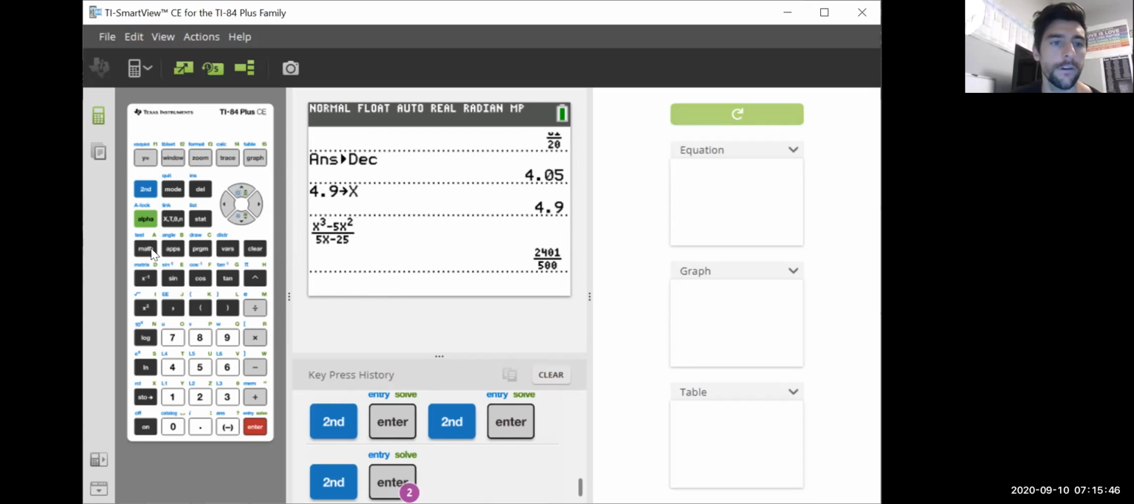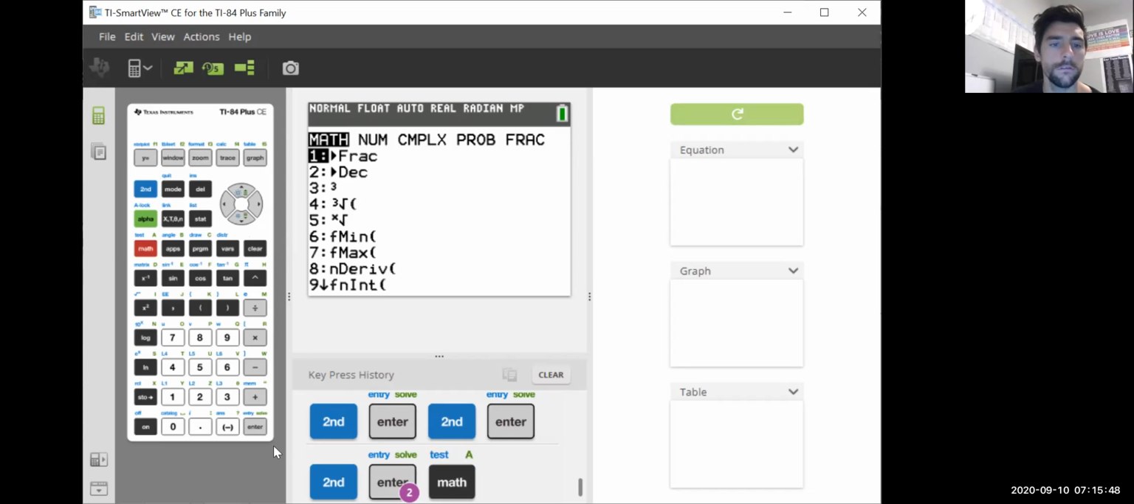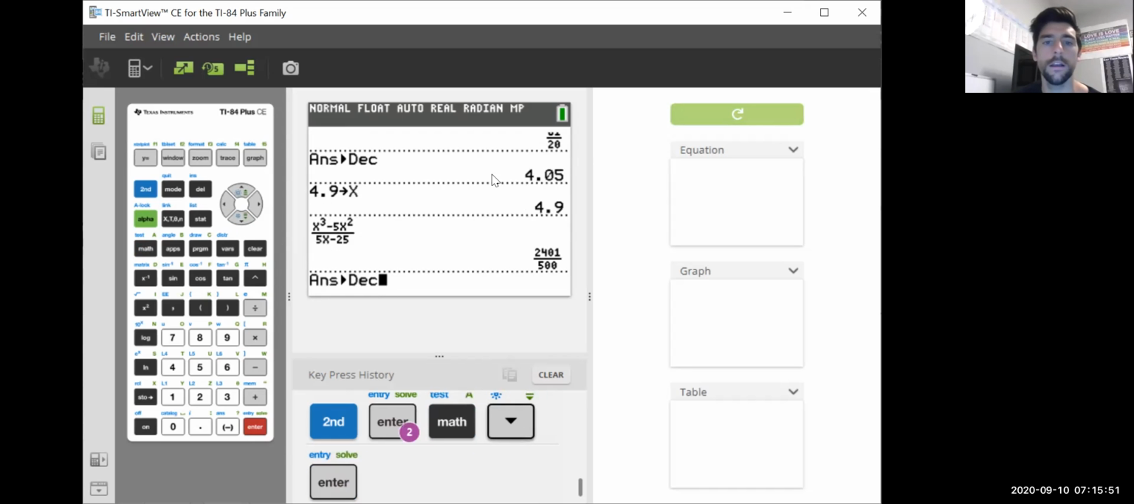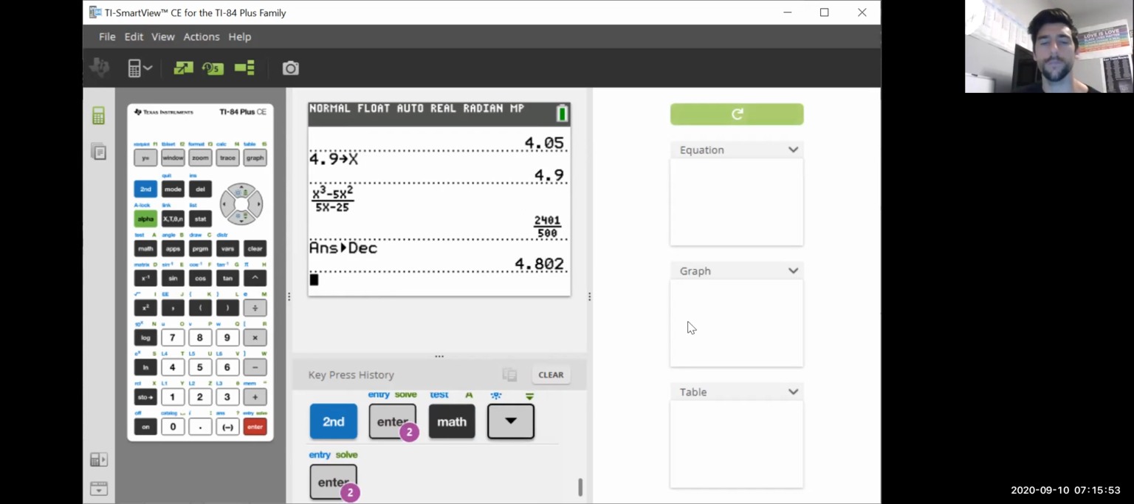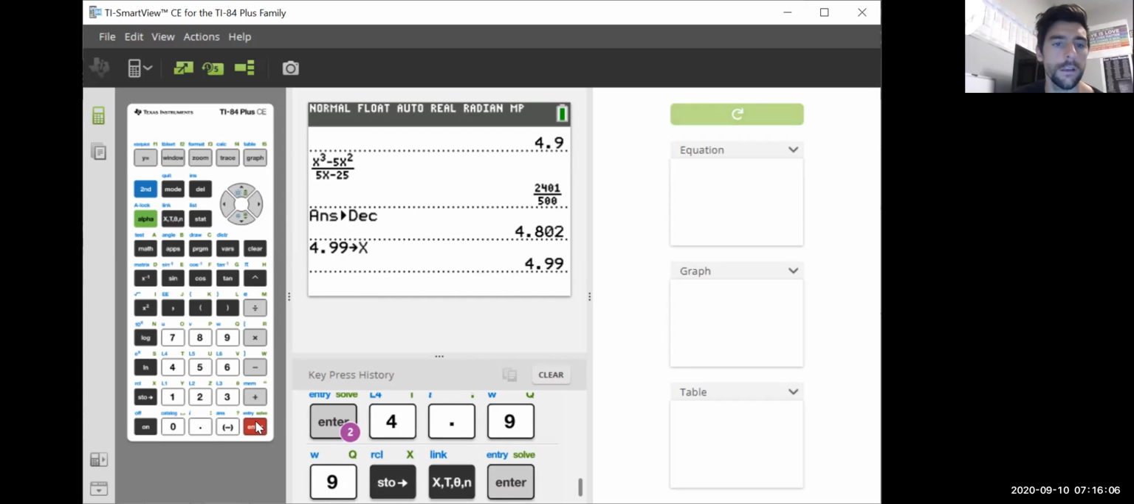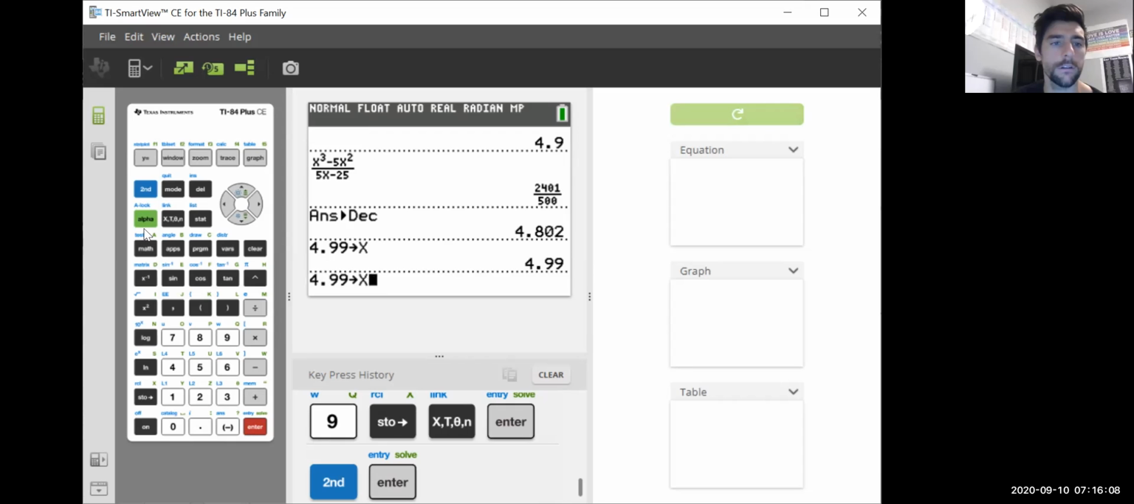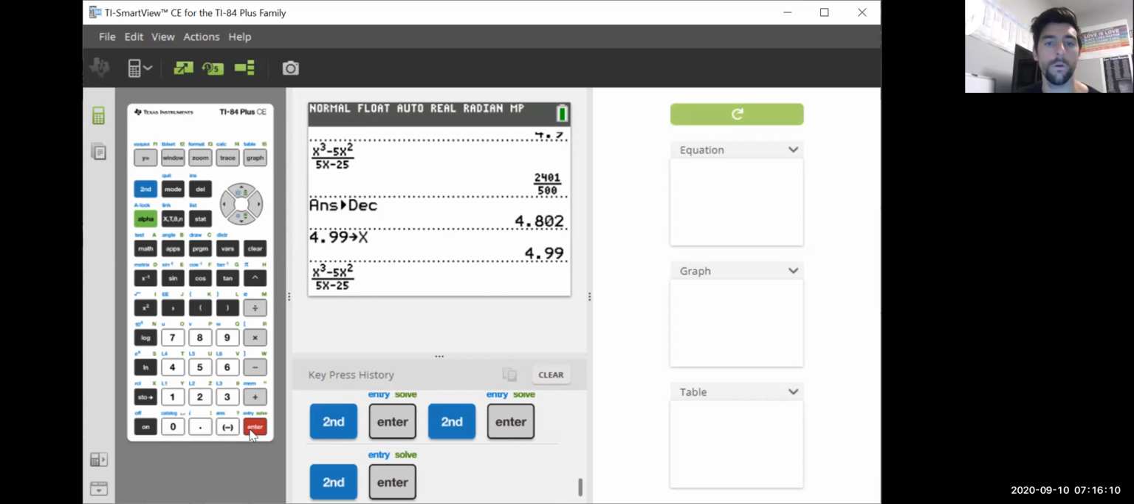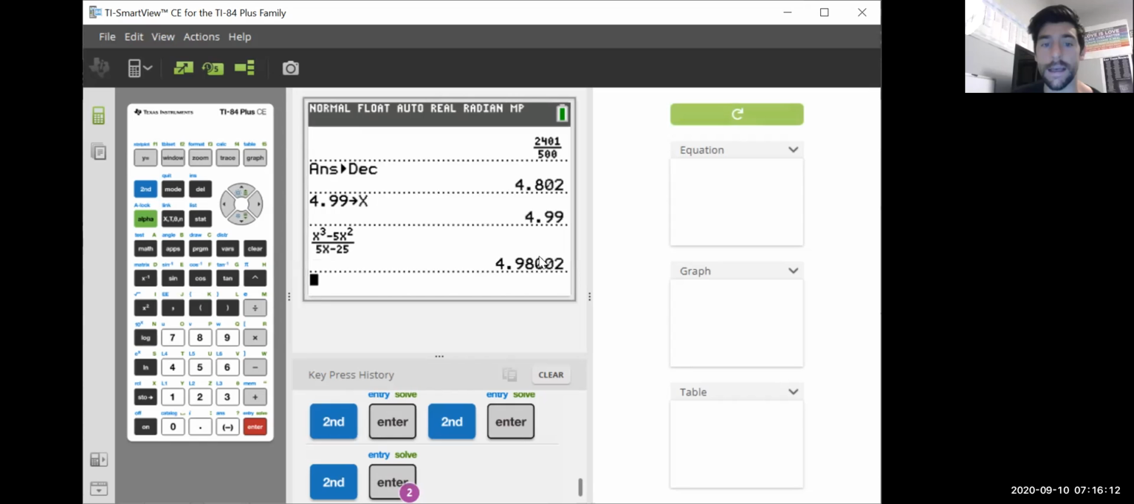And I'm going to change that value into a decimal. So I have 4.05 for 4.5. When X was 4.9, I have 4.802. I can do one more that'll show you, 4.99. I'll store that in X. Then I'll go second enter until I get back to the function I want. And then when we plug in 4.99, it's 4.98. So you can see it's getting closer and closer to a certain number.